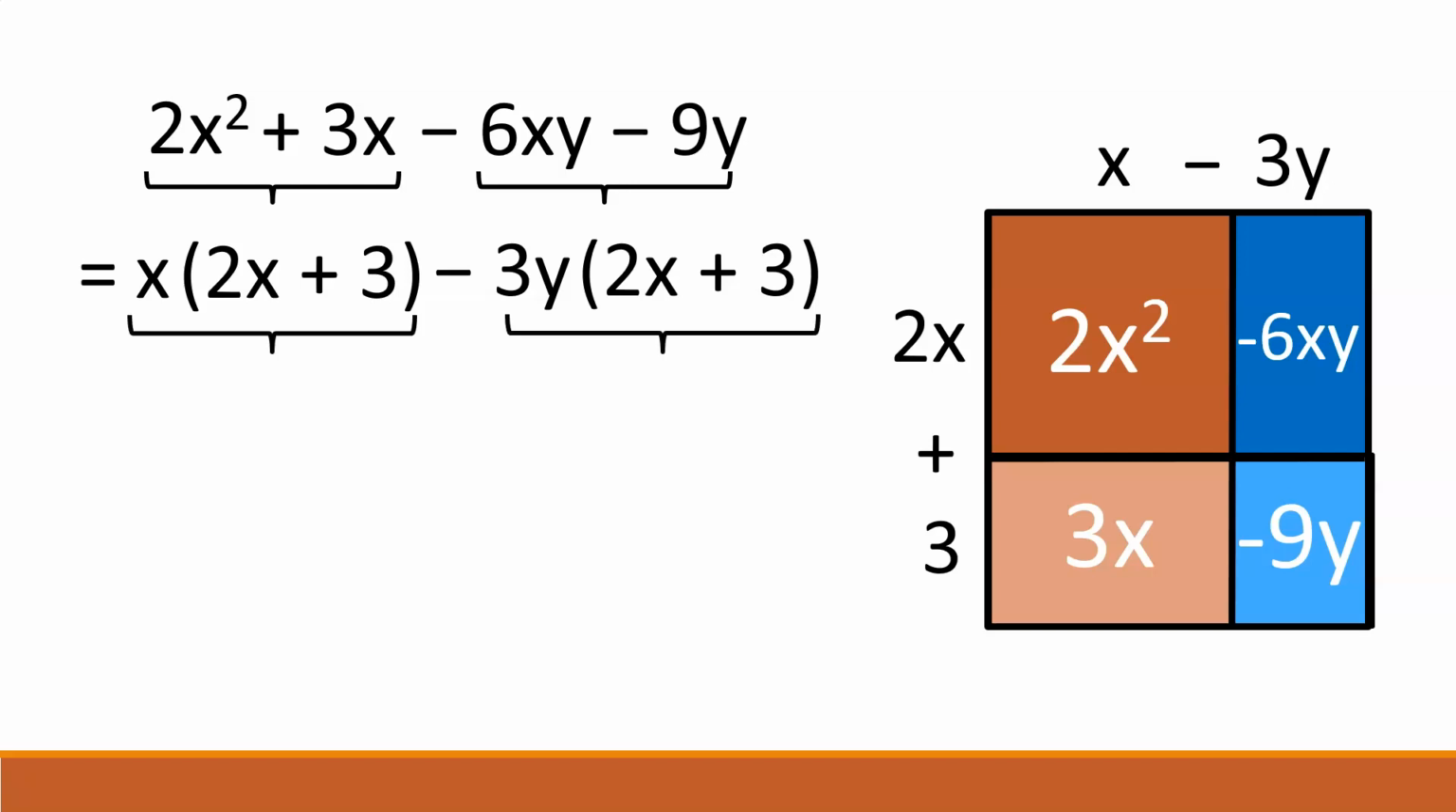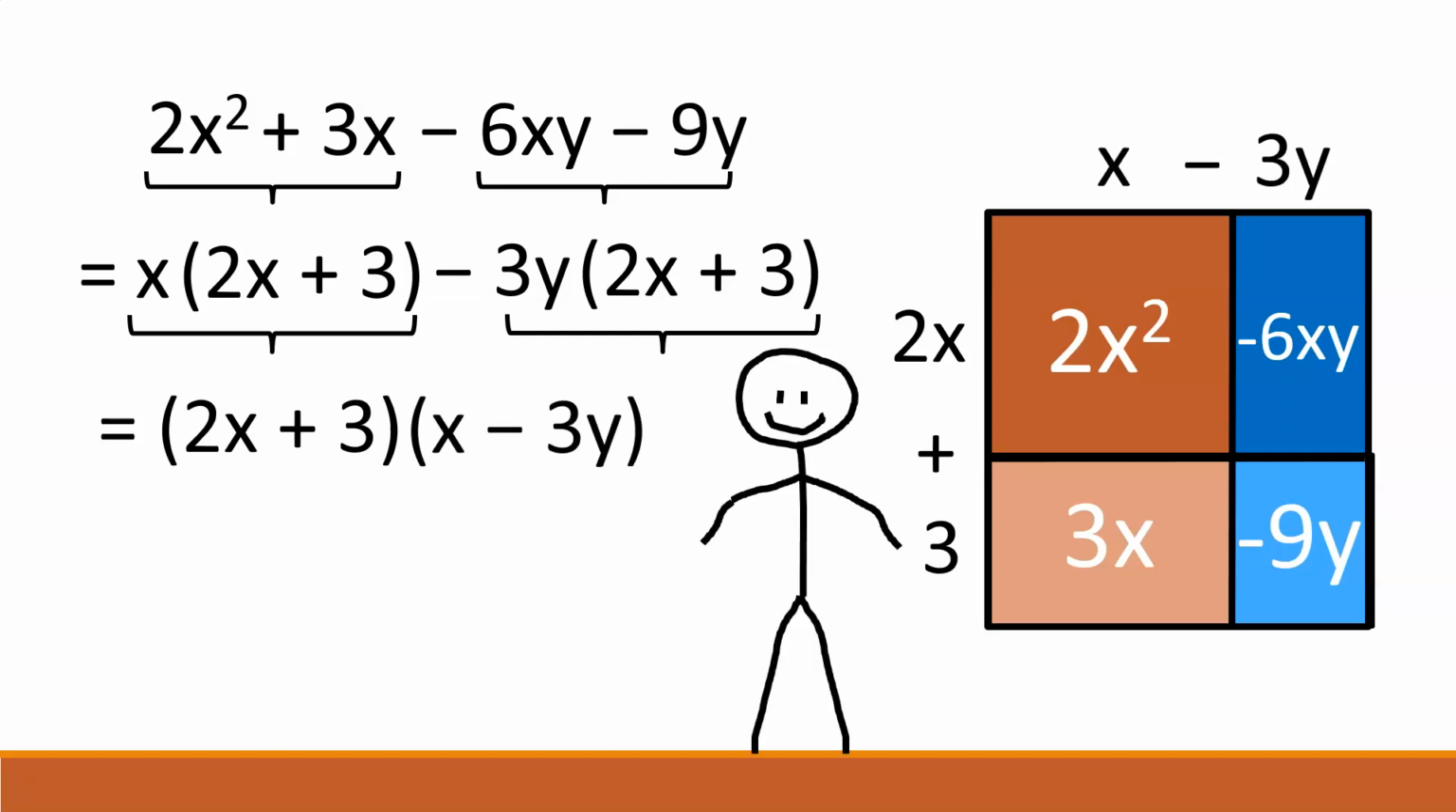So now, in these two large groups, we have a common factor of 2x plus 3, and the leftover factors are the x and the minus 3y. So there we go. We've got it factored. Make sense? Okay, fantastic. Remember, you're just looking for common factors, and you're doing that by making groups, which in the area model just means you're looking at rows or you're looking at columns.